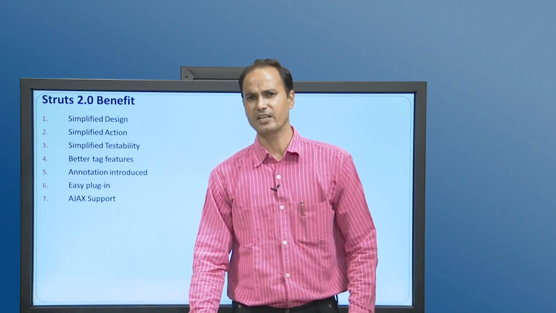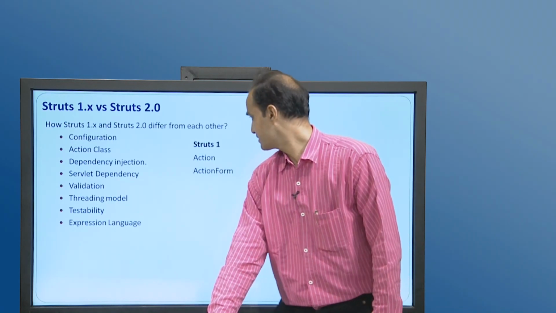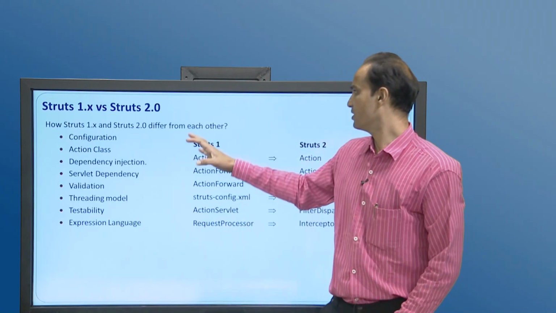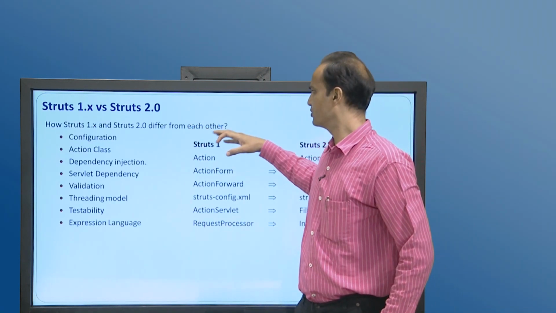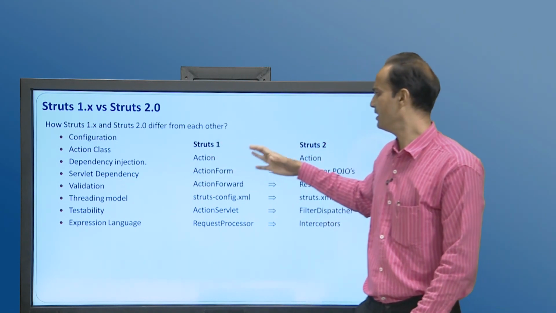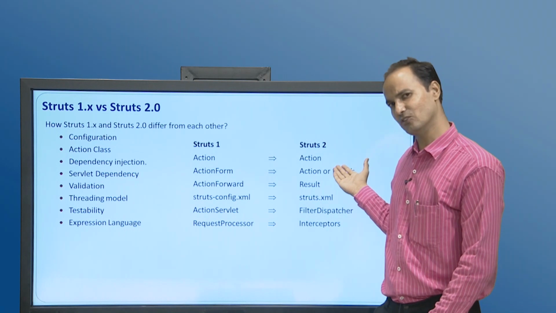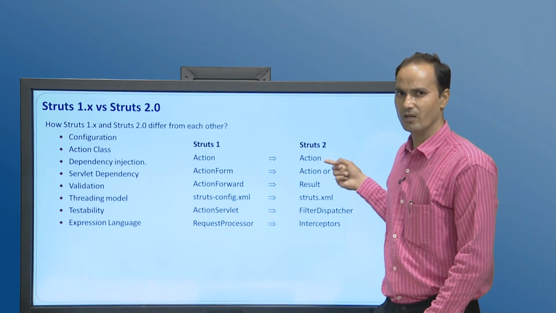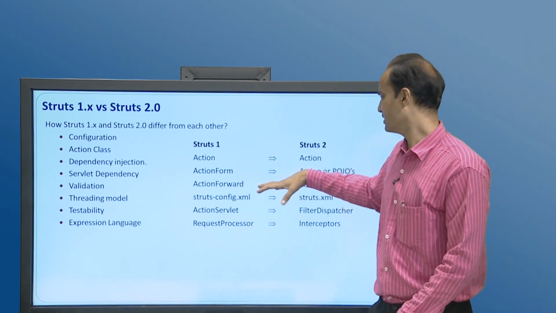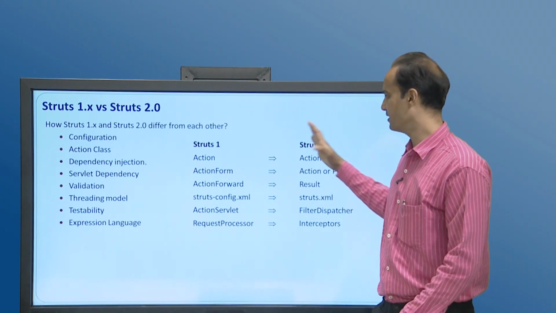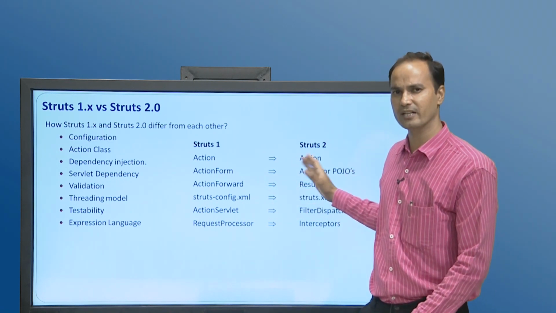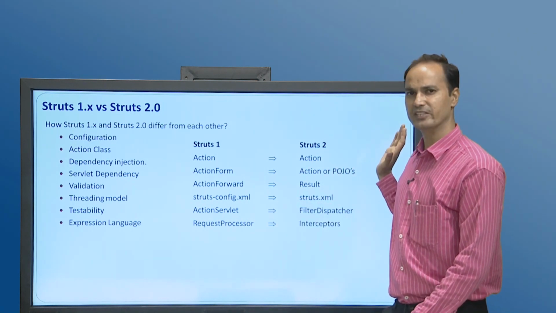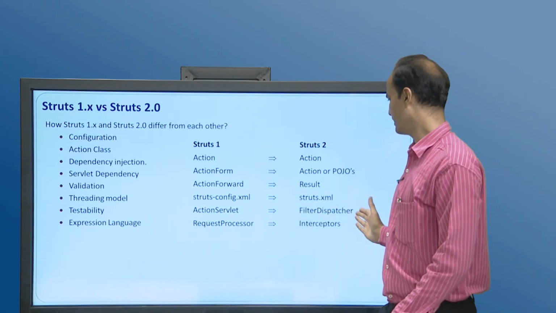Now, let us see what kind of benefits Struts delivers to the user. Struts 1.0 and Struts 2.0 differ from each other in different criteria. The action class is already there. In Struts 1 there was ActionForm; here it is Action or POJO. Under Struts 1 there was ActionForward; here the result is there. The struts-config.xml file was there; here the struts.xml file is there. ActionServlet was there; here FilterDispatcher is used. RequestProcessor was there; here interceptors are used.